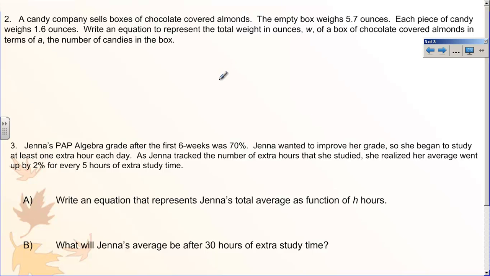In this case, they have given you the variables. W is the total weight of the box. A is the number of chocolate-covered almonds in the box. So, the total weight of the box is the weight of the box by itself, which is 5.7 ounces, plus the weight of each candy. Well, each candy is 1.6 ounces each, and we don't know how many there are, so there is the equation. You are asked to do nothing else with this. It just says write an equation in terms of A.